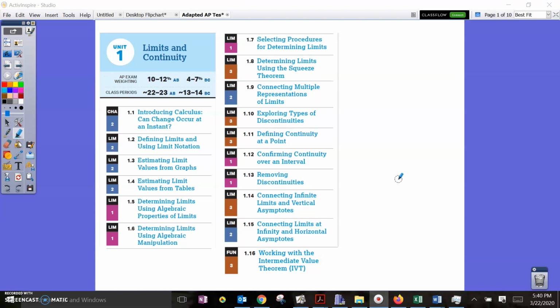Limits and continuity, Unit 1, all of that material is eligible to be asked about on the modified exam. So everything about limits and continuity that you would need to know, that's all there.